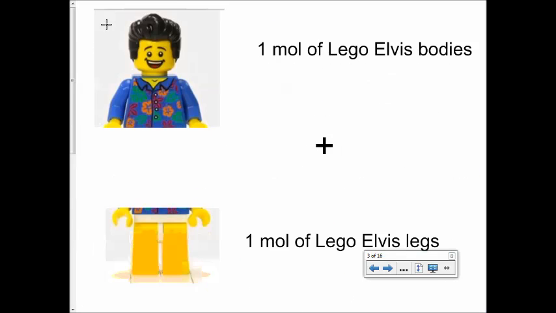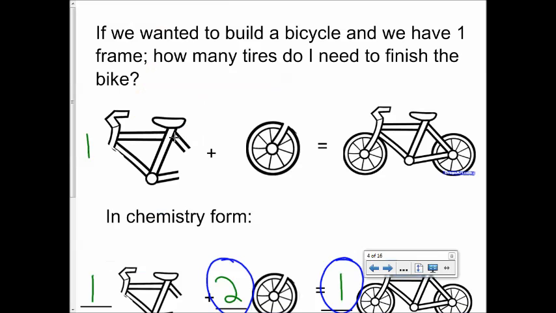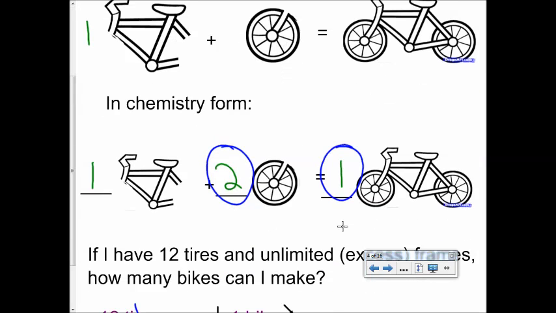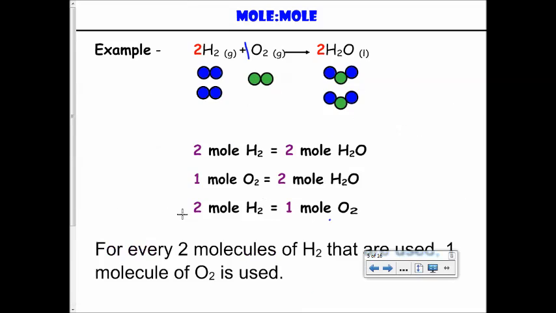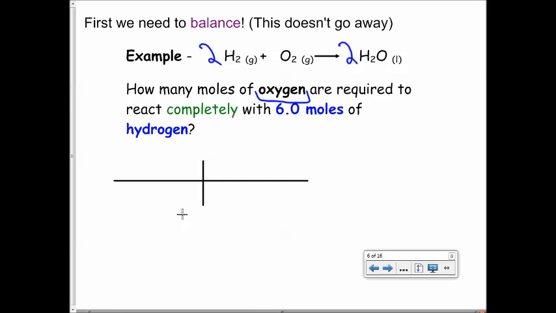In my bike example, we had 1 frame plus 2 tires creates 1 bike. And you're all like, well, duh. If I start with 12 tires, I'm gonna be able to produce 6 bikes. Well, let's just turn this into a similar example. Here, let's pretend that this is now my tires. This is now my frame, sorry.